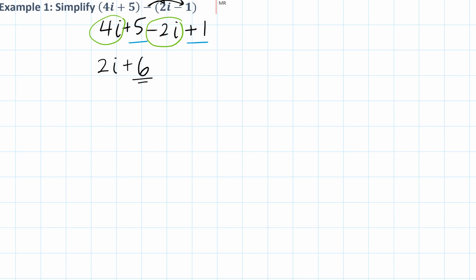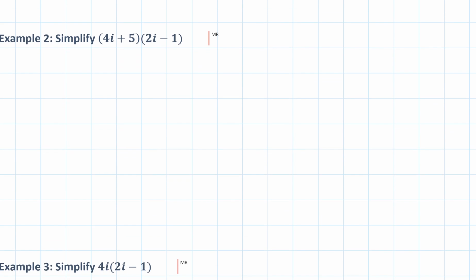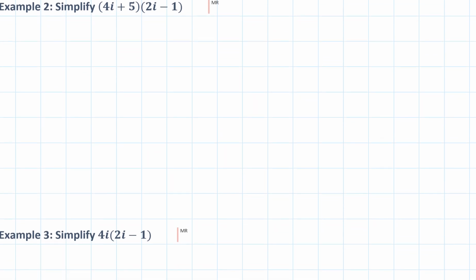we're going to put this real number first. So we have 6 plus 2i. This is our a plus bi format. Because it's in the format a plus bi, we know we're done simplifying. Okay, next example. Here we're no longer subtracting two complex numbers, we're multiplying two complex numbers.